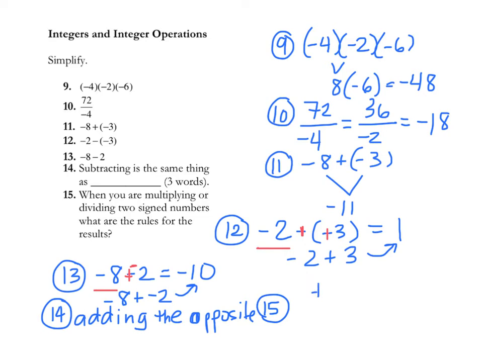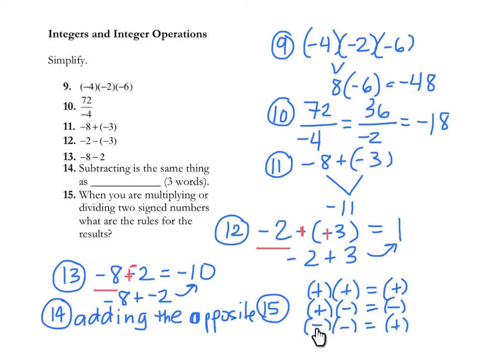15, when you're multiplying or dividing two signed numbers, what are the rules for the results? Well, let's write it out in symbols. A positive times a positive is a positive. A positive times a negative, or vice versa, will always be a negative. It's when you multiply two negatives that you get the positive. Let's recall with a quick concept. If I reverse, negative reverse, charges on my account, I get my money back.